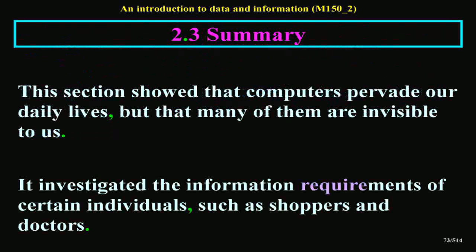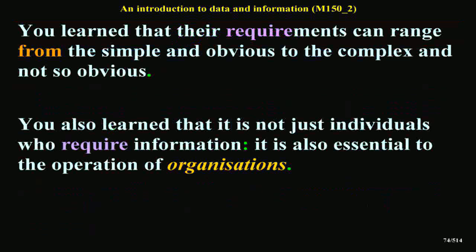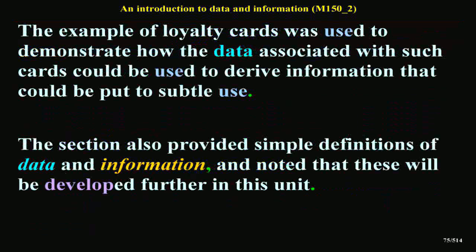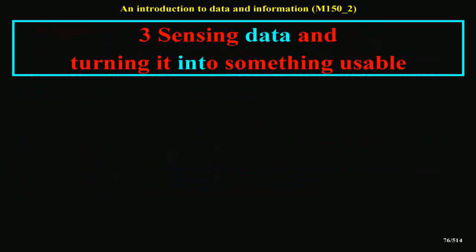2.3. Summary. This section showed that computers pervade our daily lives, but that many of them are invisible to us. It investigated the information requirements of certain individuals, such as shoppers and doctors. You learned that their requirements can range from the simple and obvious to the complex and not so obvious. You also learned that it is not just individuals who require information. It is also essential to the operation of organizations. The example of loyalty cards was used to demonstrate how the data associated with such cards could be used to derive information that could be put to subtle use. The section also provided simple definitions of data and information, and noted that these will be developed further in this unit.